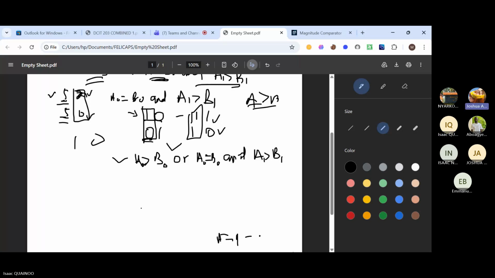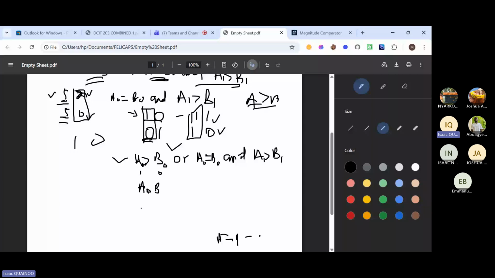Yes, exactly. So we know that A greater than B is true when A is 1 and B is 0. Apart from this, you cannot say A is greater than B is true when A is 0. It's not possible. So if A is 1, then we write A, which is A0. And if our B0 is 0, we write what? We know 0 can be expressed as B complement, so we write B complement.